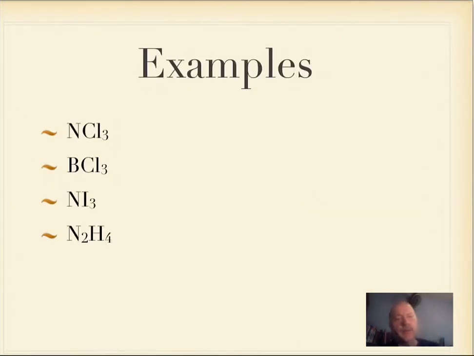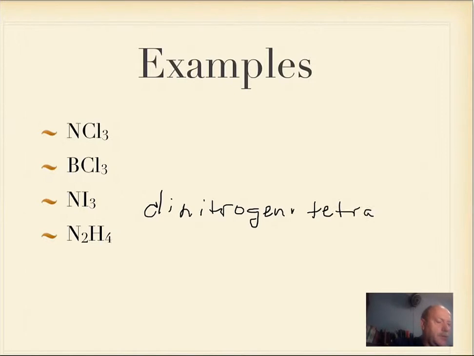Alright, so here's one that's a little bit different now. So we have N2H4. So this one we're going to use a prefix. So the prefix for 2 is di. So we're going to say dinitrogen. And then our prefix for 4 is tetra. And then we're going to change the last part to end in IDE, so hydrogen becomes hydride.